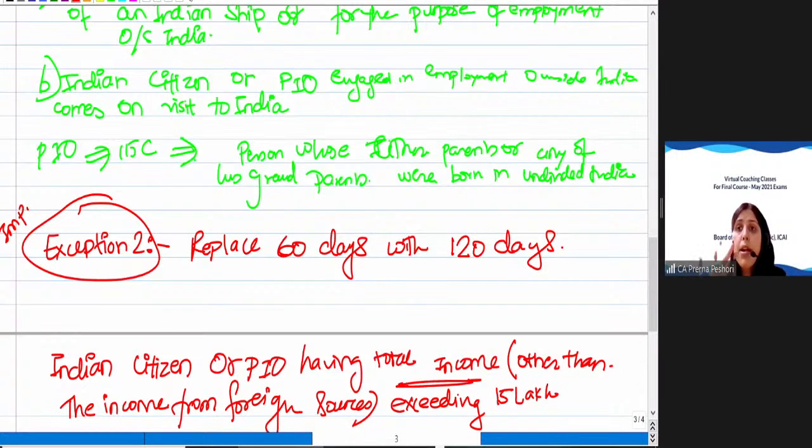Now, why this amendment was introduced? This amendment was introduced as some of the Indian citizens were trying to manipulate their residency by managing their number of days of stay. So though they were conducting their businesses from India, though they were managing their businesses from India, but they were managing their stay in such a way that they were becoming non-resident and their income was not being taxable in India. So because of that, they have reduced this threshold of 182 to 120 days. Clear?